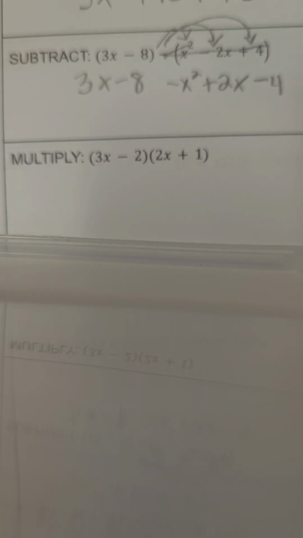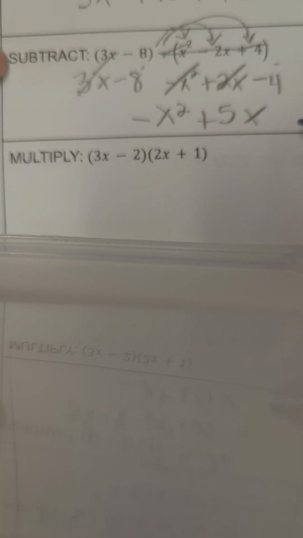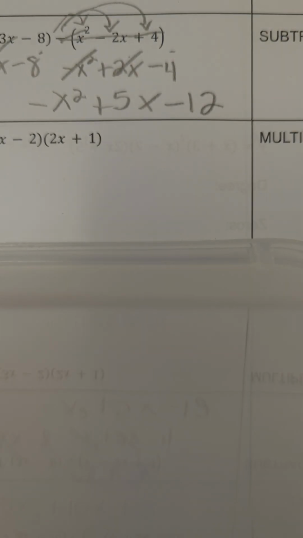So now I can take this 3x minus 8 and just add like terms together that I see. So I would have negative x squared as my first term. And then I have a 3x and a 2x, so that would be a plus 5x. And then I have a negative 8 and a negative 4, so that would make negative 12. So x squared plus 5x minus 12 is the answer.